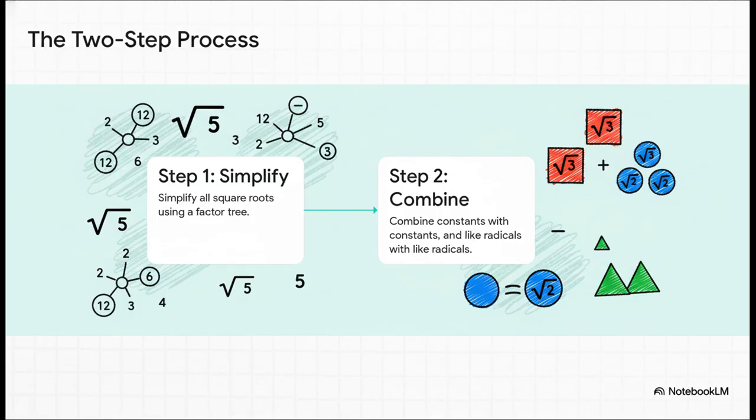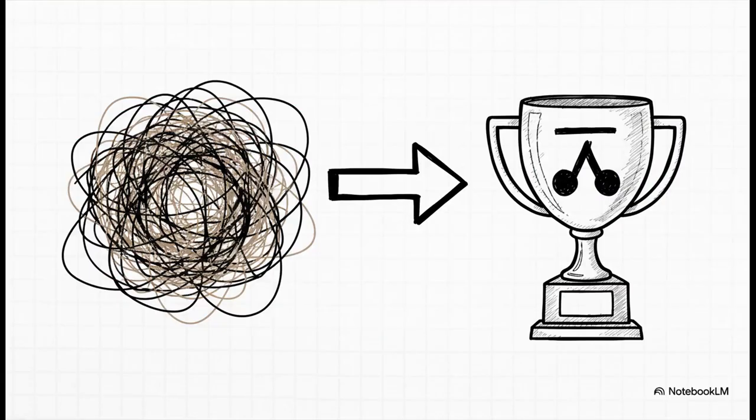So yeah, that's the whole game plan. Step 1, simplify everything you can. Step 2, look for your like terms. Constants with constants, matching radicals with matching radicals, and combine them. That's all there is to it. And really, just like that, you've taken something that looks super complicated and turned it into a simple, two-step process you can do over and over again. You've just mastered a really important algebra skill, seriously.